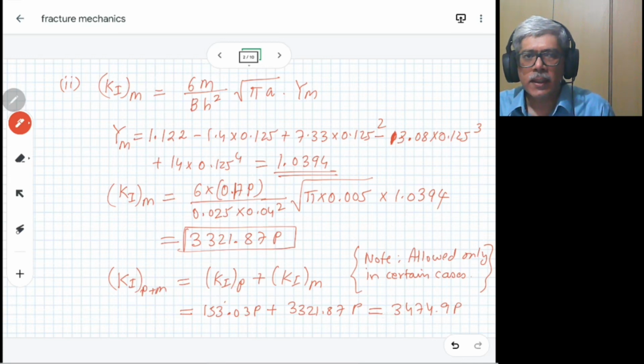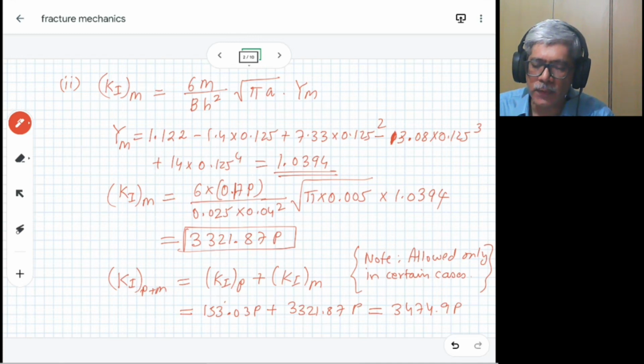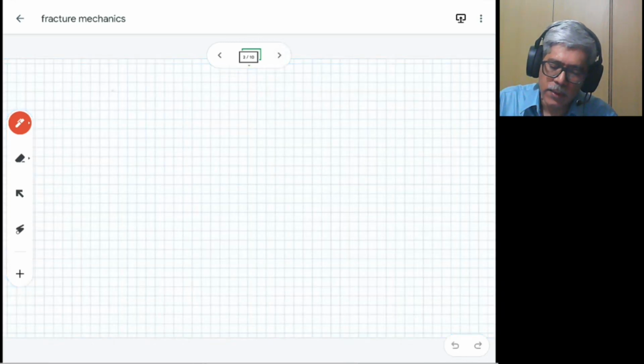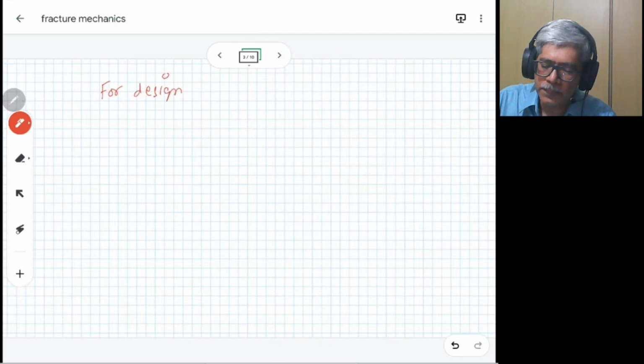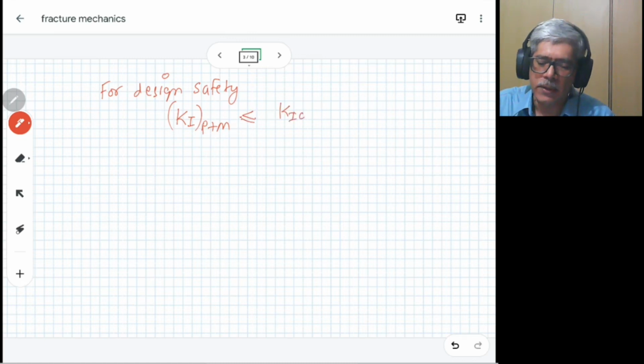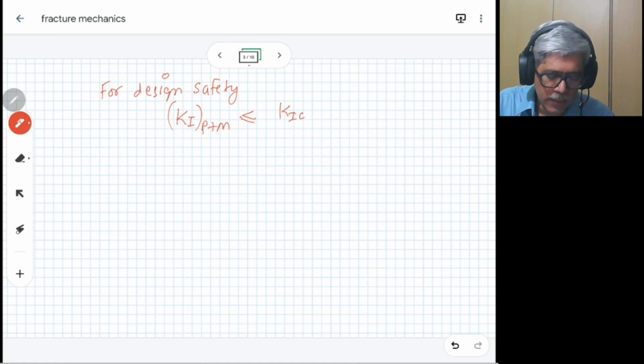Now this is the stress intensity factor for our case, which is to be less than the fracture toughness of the material for this particular case to be safe. So we'll do the calculation. So for design safety, we have K1 for our case should be less than or equal to the value of K1C, the fracture toughness of material, which is known in this case.